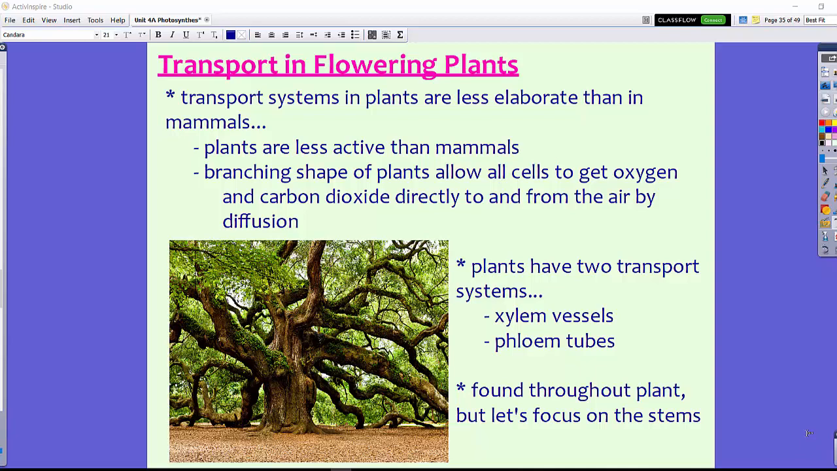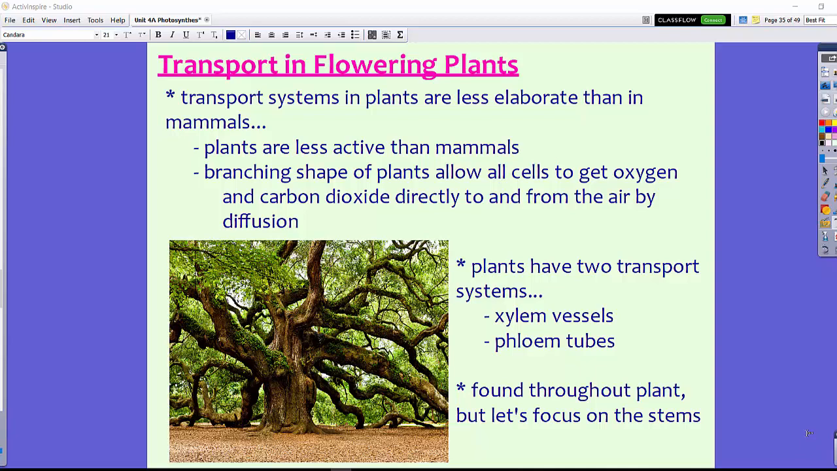Now, transport systems in plants are less elaborate than in mammals, and this is because plants are less active than mammals. They are rooted into the ground, and they do not move other than their leaves because of the wind. So they don't move around as much as mammals, so their system of transport does not have to be as elaborate.